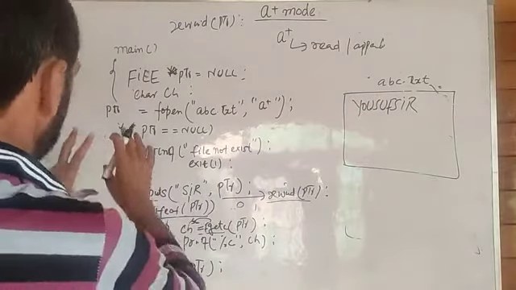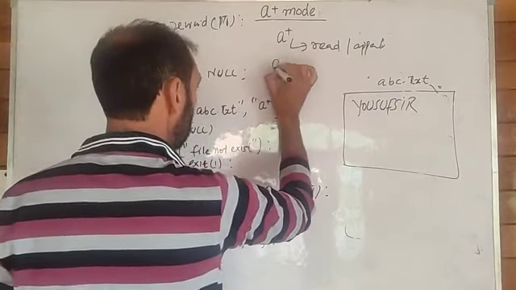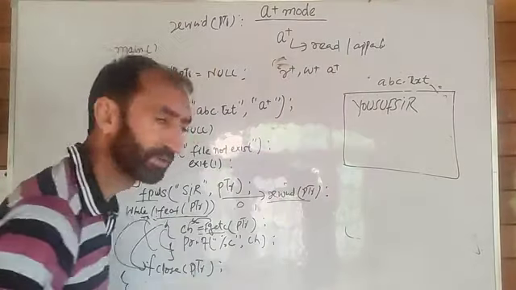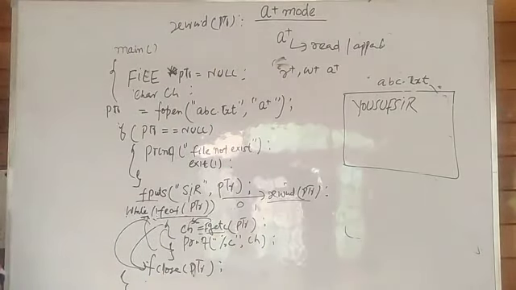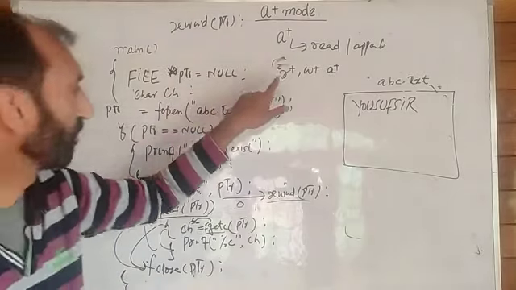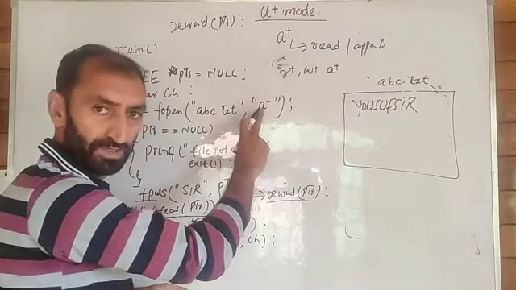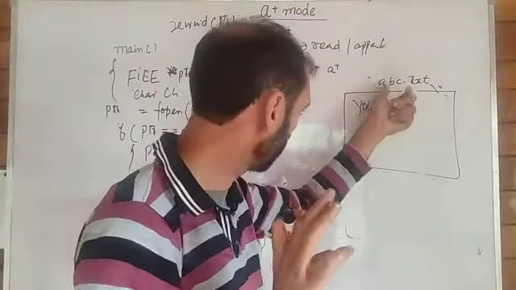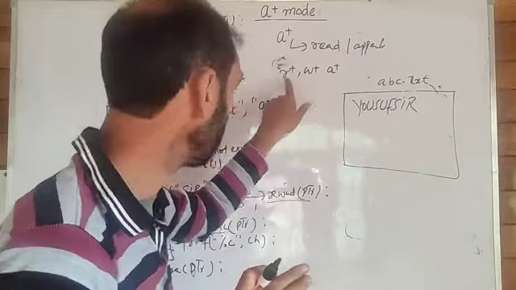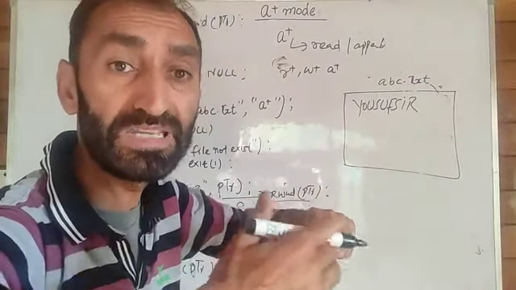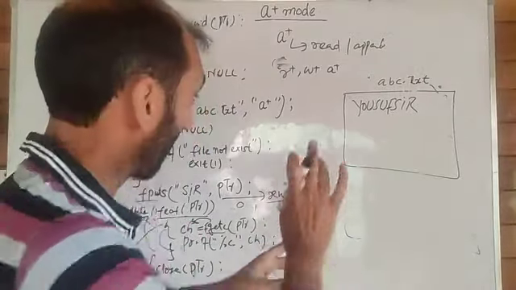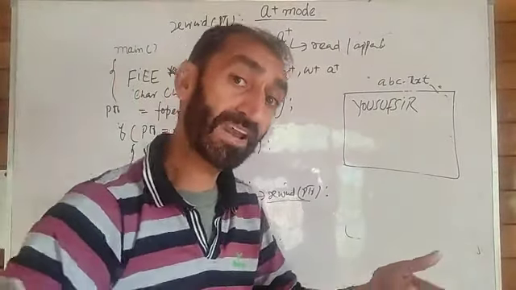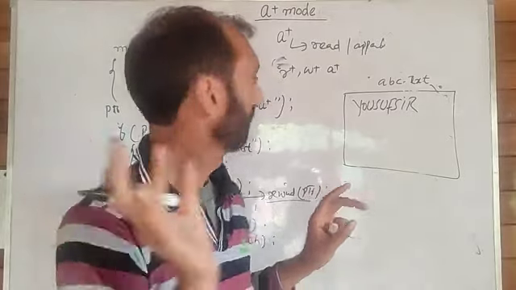Now the question is, what is the difference between R plus, W plus, and A plus mode? We have already told you that if we open the file in R plus mode and the file does not exist, it will not create a file. If the file exists, it will open that file successfully.